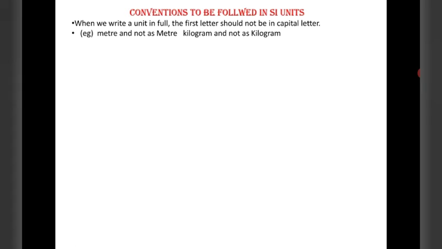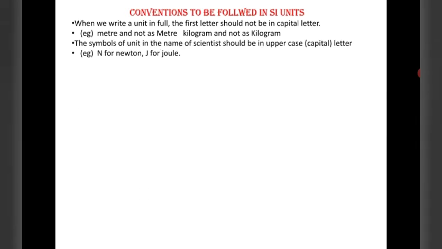For impulse, I will tell you now. The symbol of a unit named after a scientist should be in the uppercase letter. I had told you about impulse: force into time, the unit is Newton second. Capital letter N and small s are the symbols. For force, mass into acceleration, the unit is Newton, just capital N. We should use capital letters if the starting letter of the symbol comes from the name of the scientist.